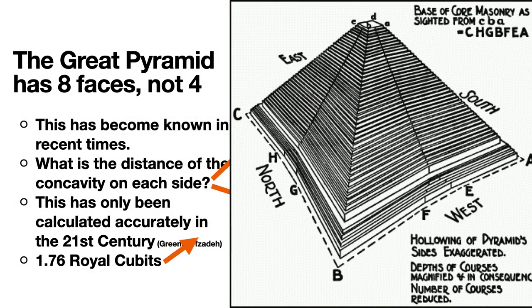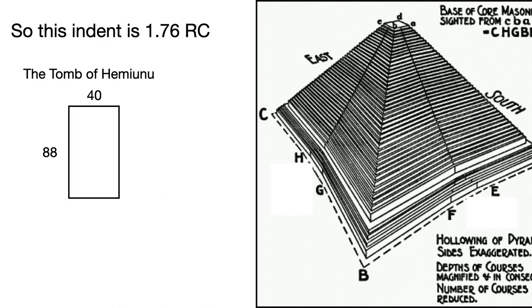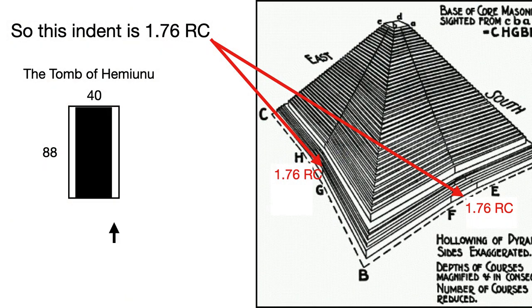So let's look at this. There's the 1.76 royal cubits, an exaggeration of the indent. Here's the picture of Hemiunu's tomb. It's 40 by 88 royal cubits. We know that the indent on the Great Pyramid is 1.76 royal cubits, very close to that on all 4 sides. The tomb of Hemiunu was renovated at one point, and the difference between the renovation and the original is very close to 1.76 royal cubits. So it's obvious that Hemiunu, many thousands of years ago, long before these modern calculations of this little known indent, was saying, I'm the guy that did this. I know something about the Great Pyramid.